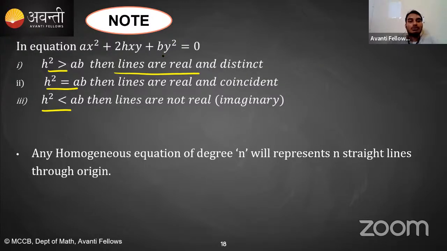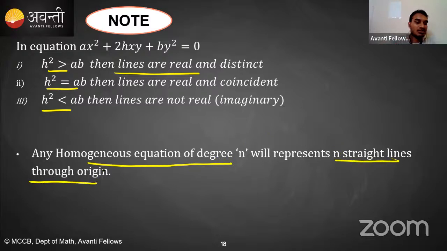Okay. So students, a degree 2 equation represents a pair of straight lines passing through the origin. Similarly, any homogeneous equation of degree n will represent n straight lines passing through the origin. So you should always note this.